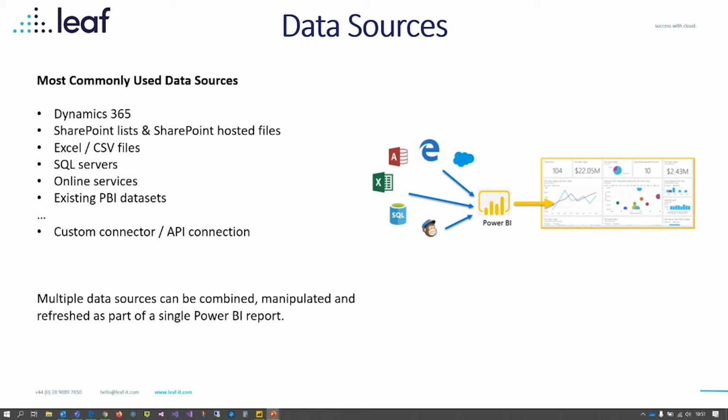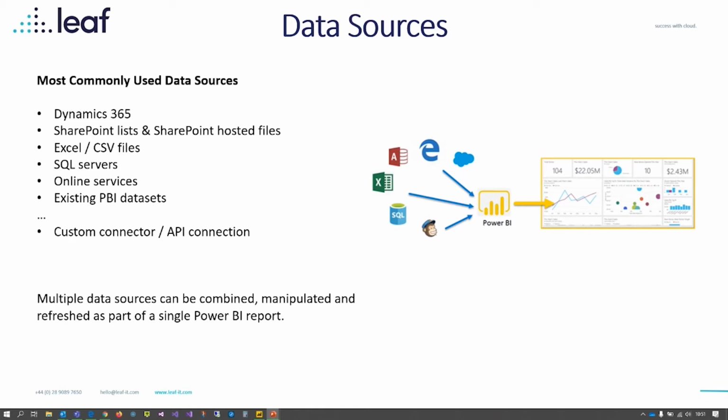So the most common data sources are Dynamics, SharePoint, static Excel CSV files, SQL servers, various online services, or marketing tools such as MailChimp, or you can even get Twitter data and engagement stuff out of Twitter's APIs. Or if you've got some weird system that you use, it's also possible to create custom connectors that allow you to connect to your data source, even if there's no out of the box connector for Power BI. You can make your own, or we could make it for you.